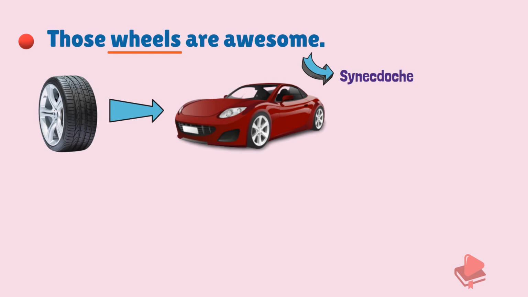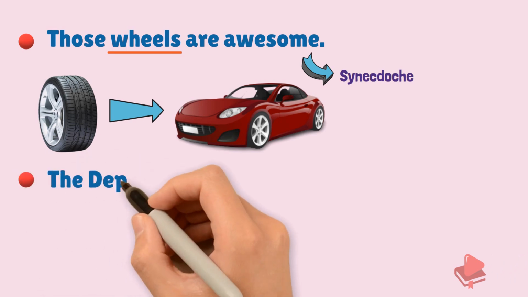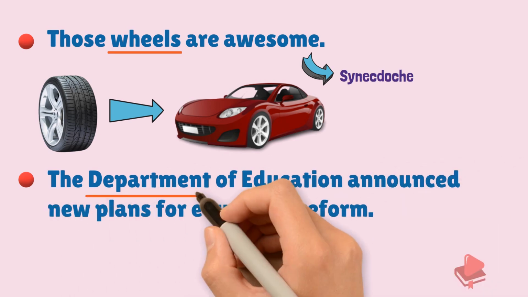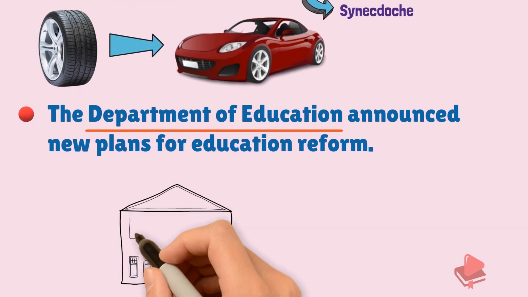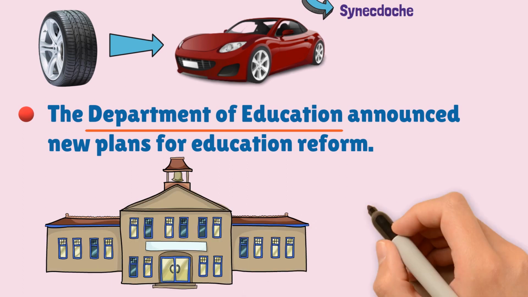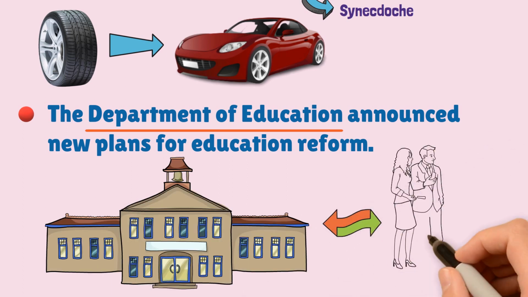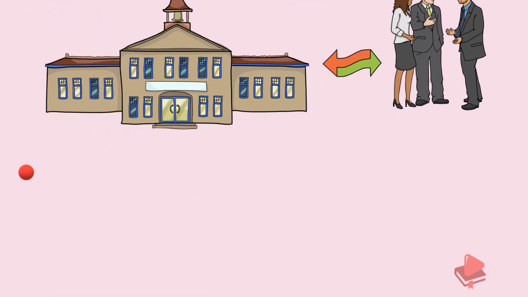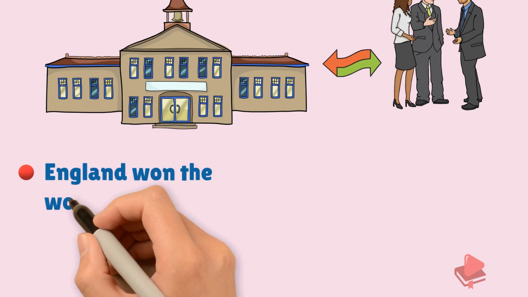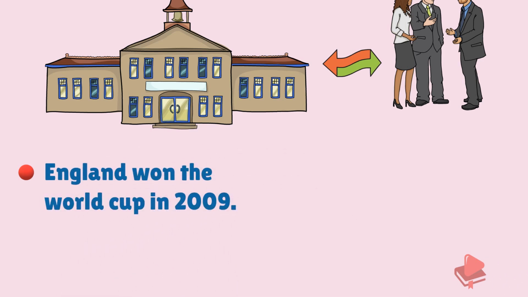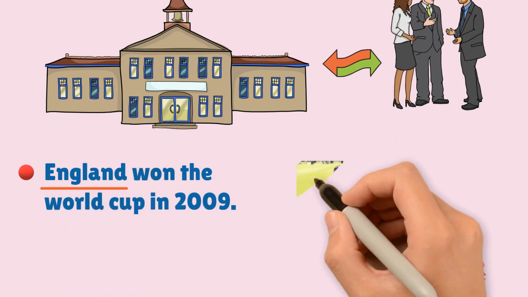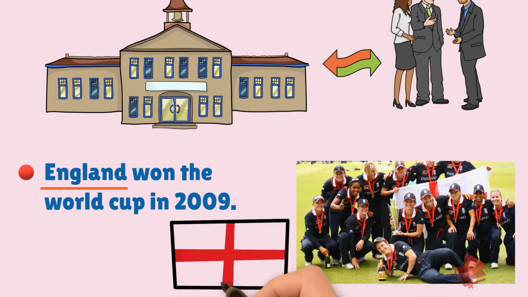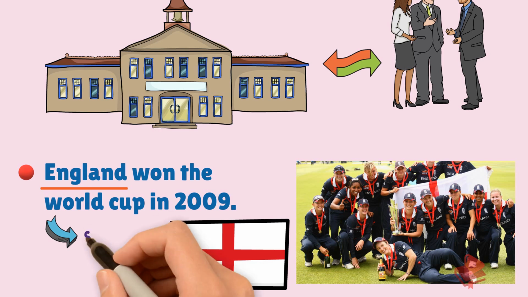Now let's see some more examples wherein the whole is used to represent the part. The Department of Education announced new plans for the education reform. In this example, the Department of Education as a whole cannot literally make such an announcement. Rather, an individual or a set of individuals put together the announcement. Let us understand this with one more example. England won the World Cup in 2009. Here, we are referring to the England cricket team and not the country itself. The whole of England is used to represent the England team. So these are the examples of synecdoche.